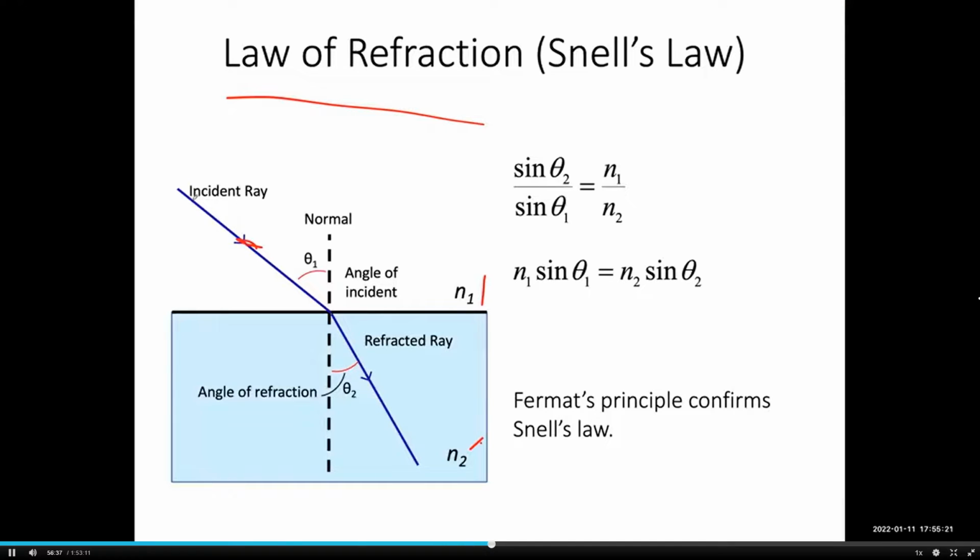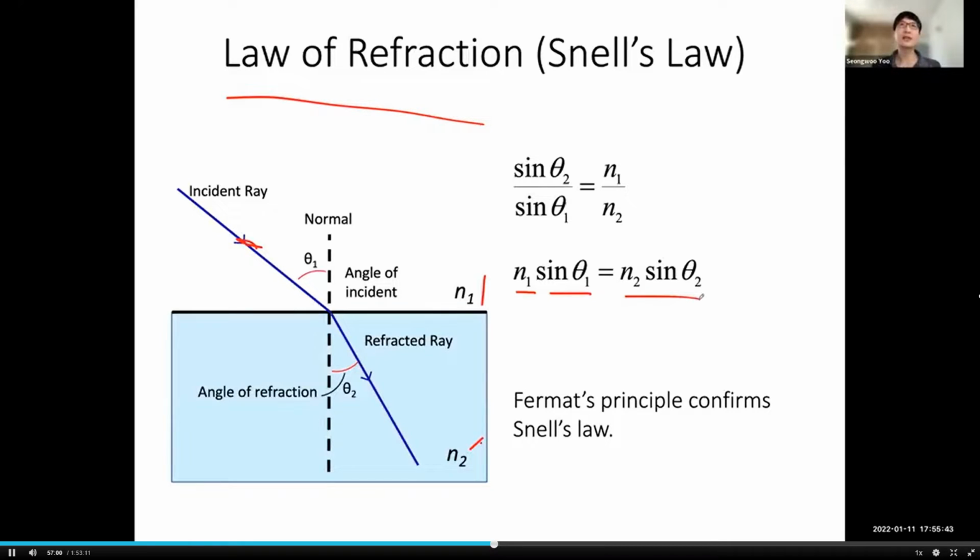And then how can we determine this direction? We are going to use Snell's law. This Snell's law is also easy to memorize, where n1 times sine theta 1, the angle of incidence, equals n2 times sine theta 2, which is the angle of refraction.